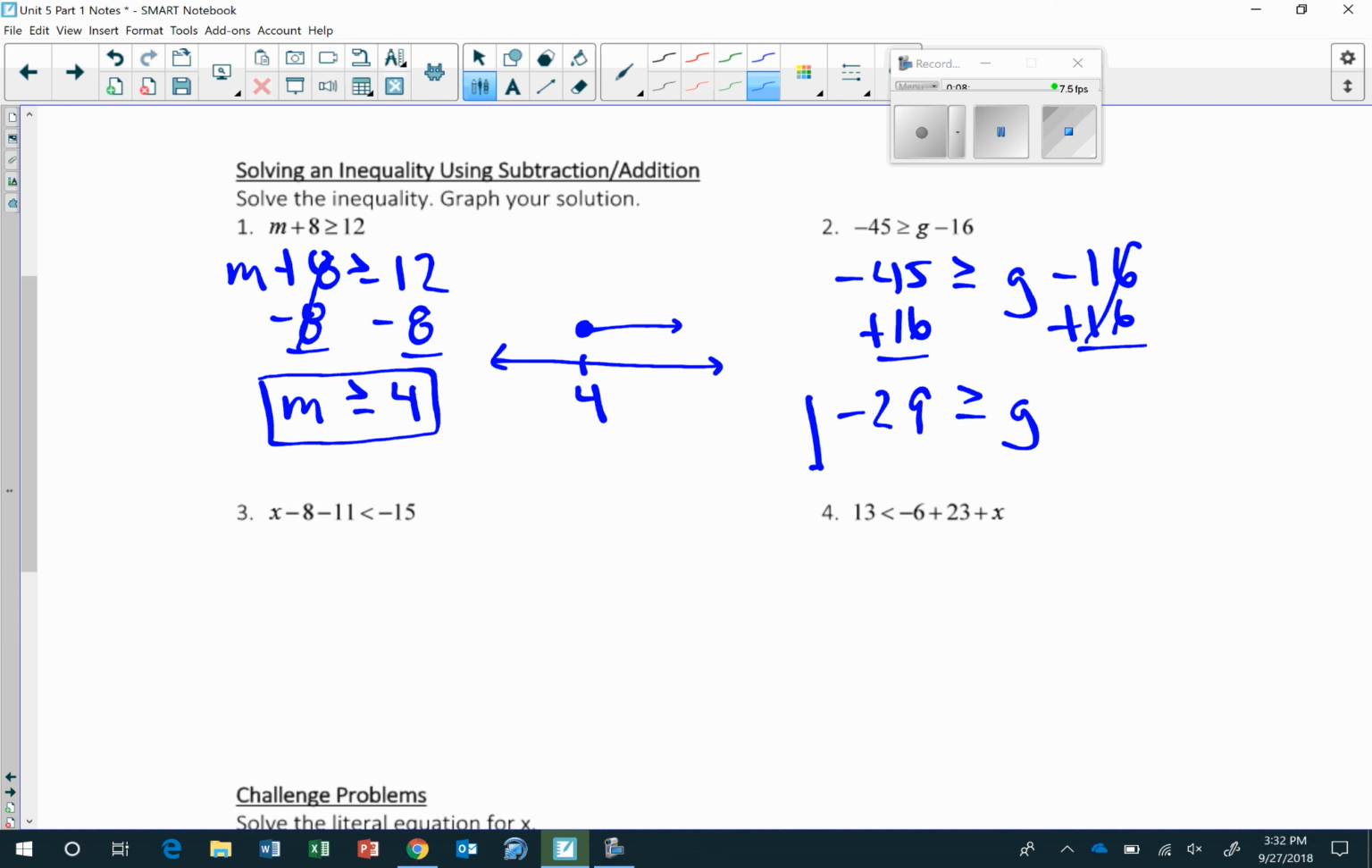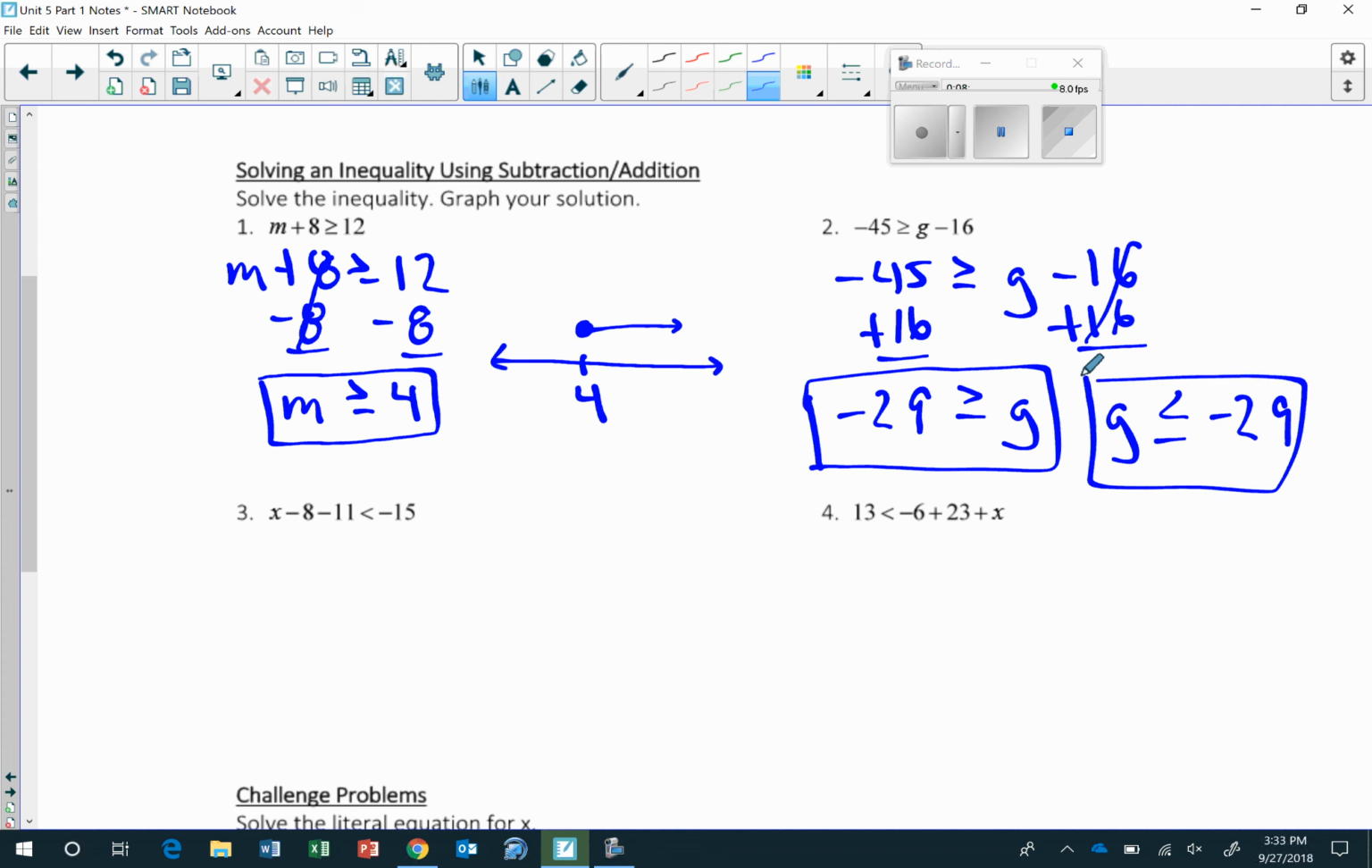This is technically a right answer, but when I write inequalities, I always want to have the variable first. So if I write this in terms of my variable g, I would write g is less than or equal to negative 29. Since I flipped the order, I flipped the g to the front, I also need to flip the inequality symbol. Now I write g first because it's going to make it a lot easier to graph that.